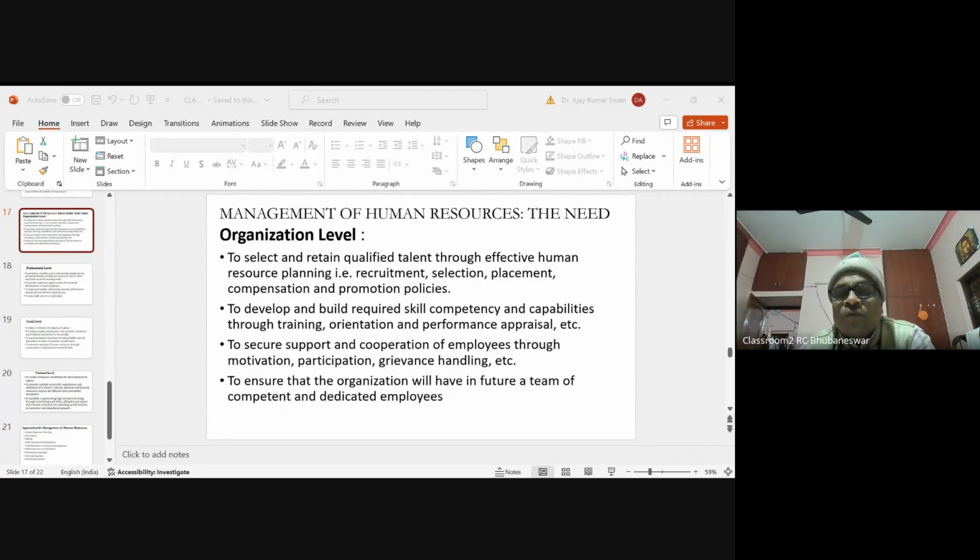What causes it? The result: the talents are neglected. This point is to select and retain not only qualified but also only the talent through effective human resource planning, like recruitment.